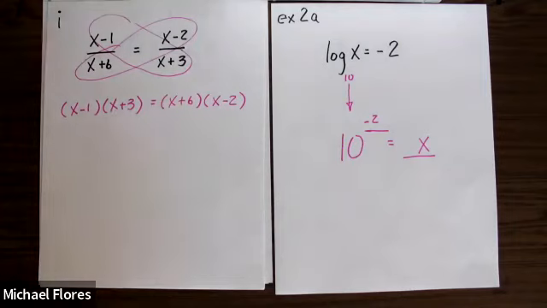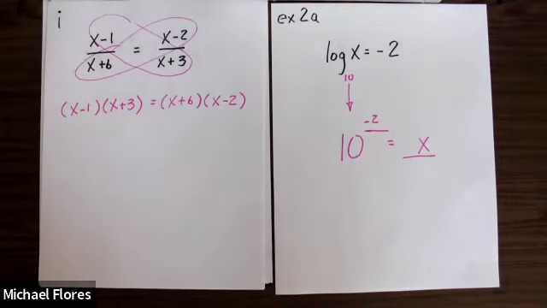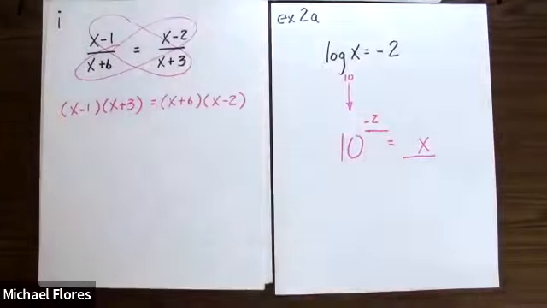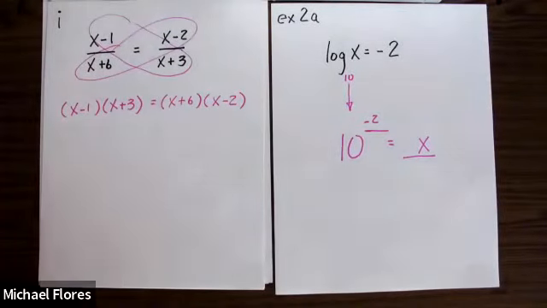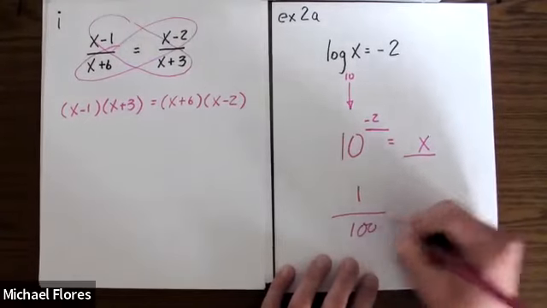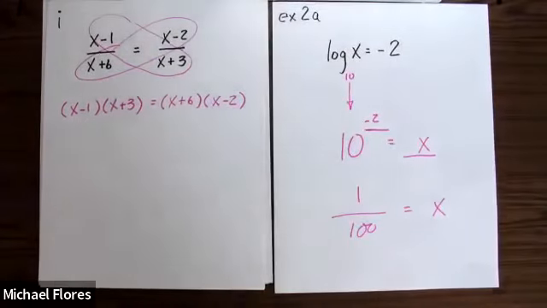What is 10 squared? 100. What is 10 to the negative second power? Flip it. Oh, 1 over 100. Okay, remember, a negative exponent does not mean that your answer is going to be negative. In a way, it just kind of means flip the answer. Okay, 10 squared is 100. 10 to the negative second power means 1 over 100. That's your answer.